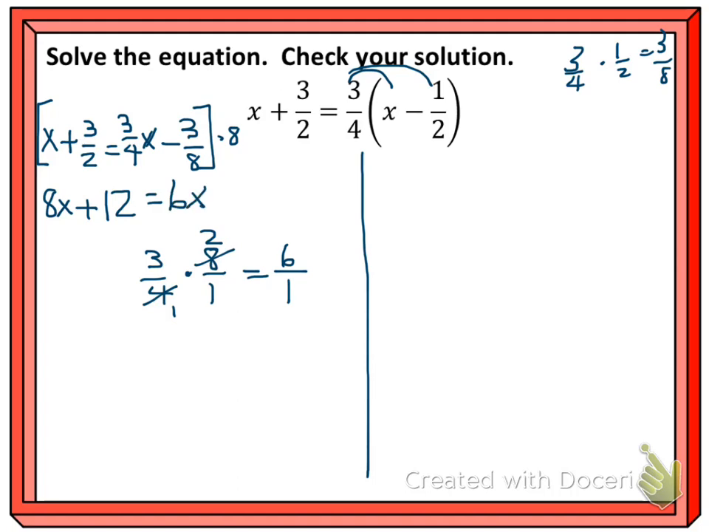Now, if that didn't make sense to you, you could have still gone 3 times 8 is 24, and then 4 times 1 is 4. 24 divided by 4 is still 6. So you could still do it the long way. I'm going to erase it, move on to my next fraction, and I have a 3/8.